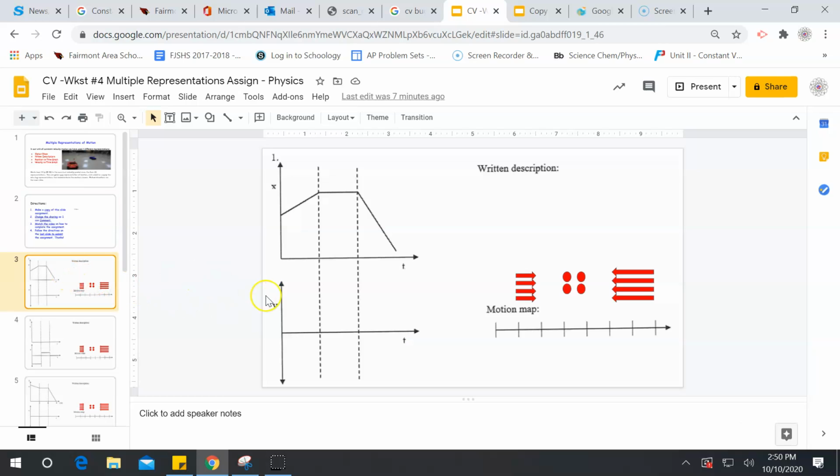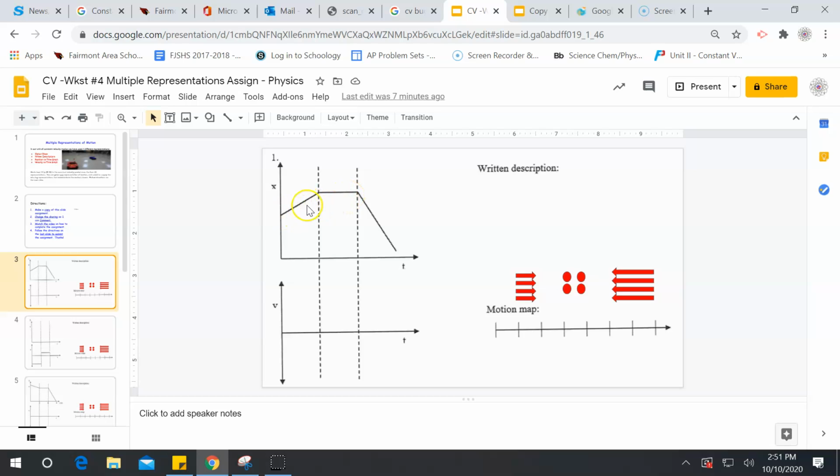So I'm going to look at an example here. So this is my example. You are given a position time graph. You need to do a written description. Remember, when we do a written description, I need to always start with the starting position. Where did you start at? Okay, and then you need to do a velocity versus time graph. You'll notice that there are 3 different segments to this graph, and so this segment should match this down here. Okay, so I'm going to show you how to do this.